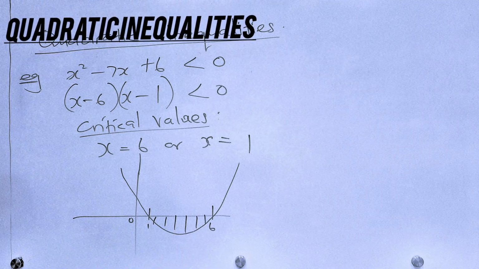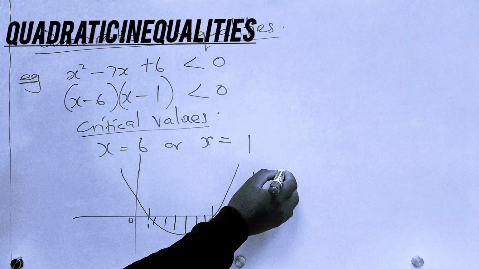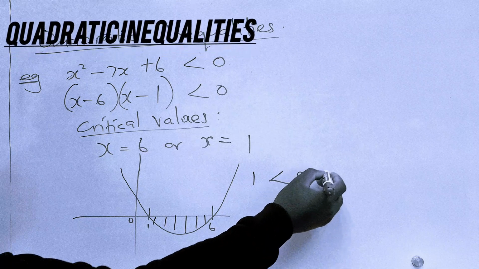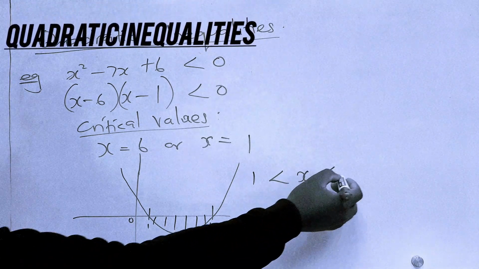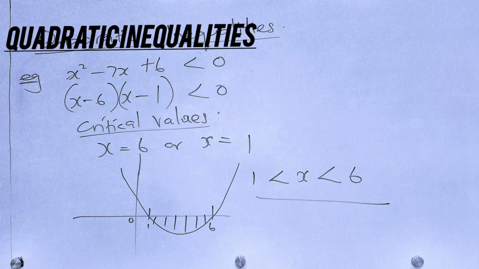So we form a joint inequality here, which is 1 less than x, which is less than 6. That's the solution of our inequality.